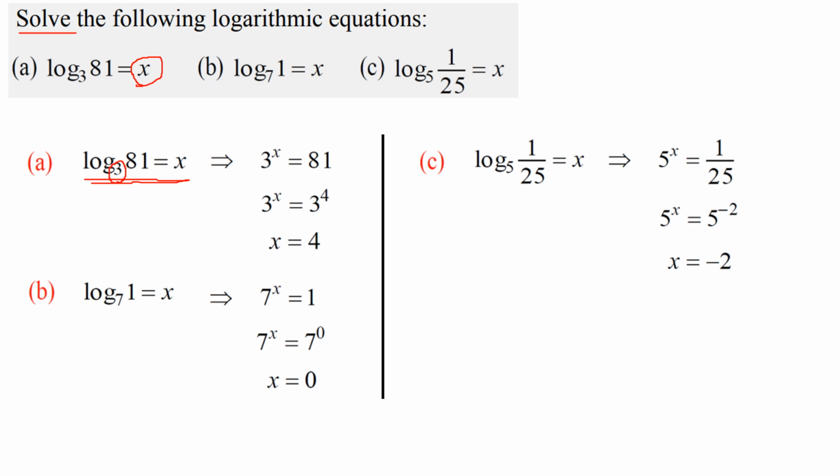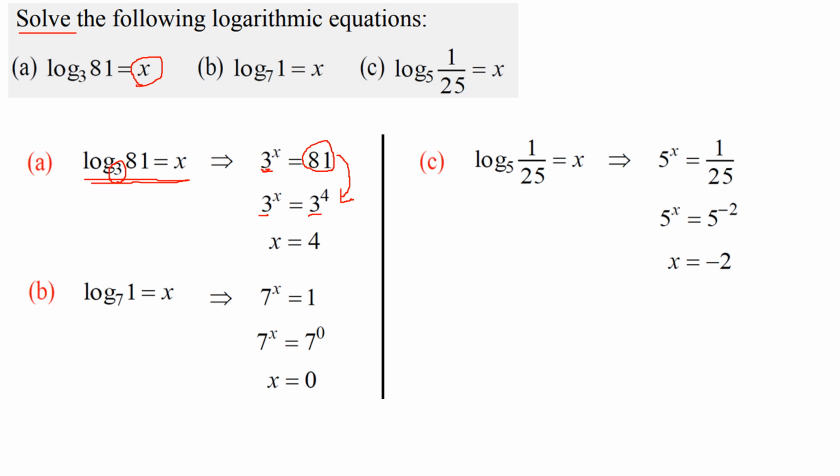Then you try to keep that number 81 in the exponent form. So what is 81? 81 is 3 to the power 4. So now look at this, the same base. That's why we have to keep this value with the same base. Whatever you have here, try to give it in the same base. So 3 is equal to 3. That the power must be the same. So x equal to 4.